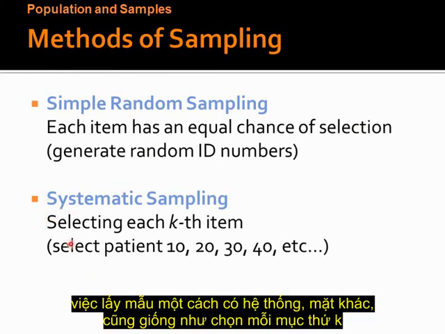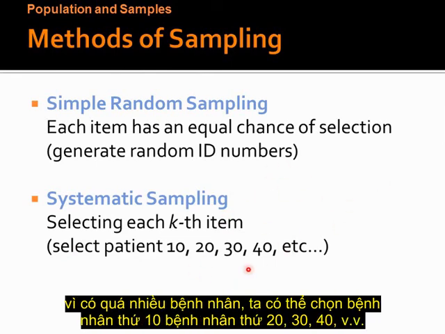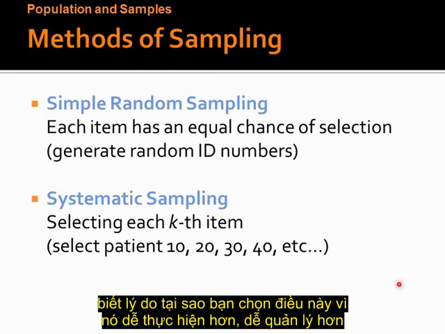Systematic sampling, on the other hand, is like selecting every nth item. So in other words, patients come into the hospital, and rather than selecting all of them because there are too many, I select every 10th patient: the 10th one, 20th, 30th, 40th. This one's not as good as simple random sampling, but you can probably see why you would pick this one, because it's easier to carry out, easier to manage.